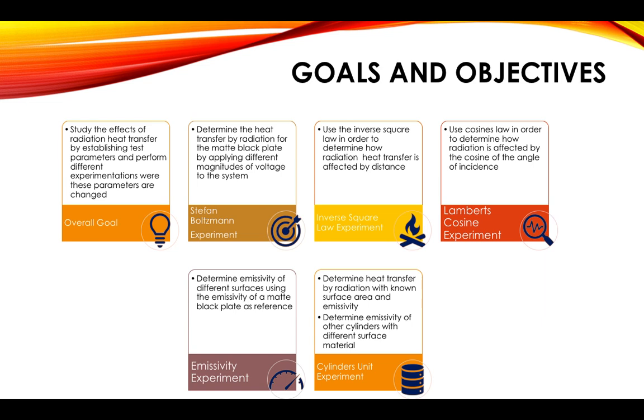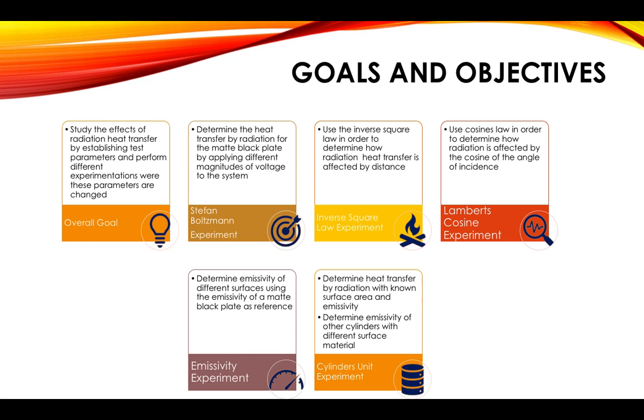The objectives for the following 5 experiments are: for the Stefan Boltzmann experiment, it is to determine the heat transfer by radiation for the matted black plate by applying different magnitudes of voltage to the system. For the inverse square law experiment, it is to determine how radiation heat transfer is affected by distance.